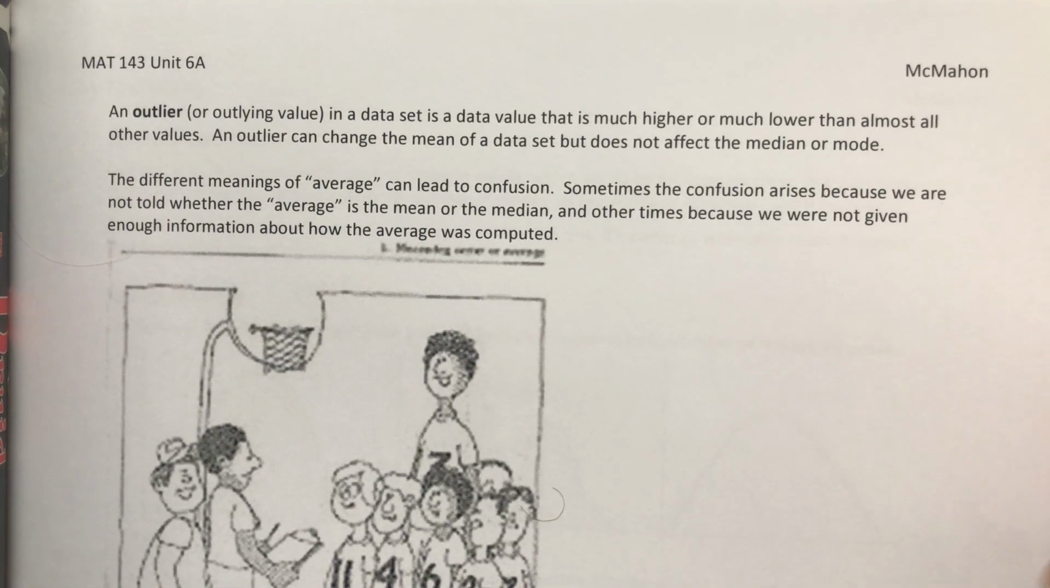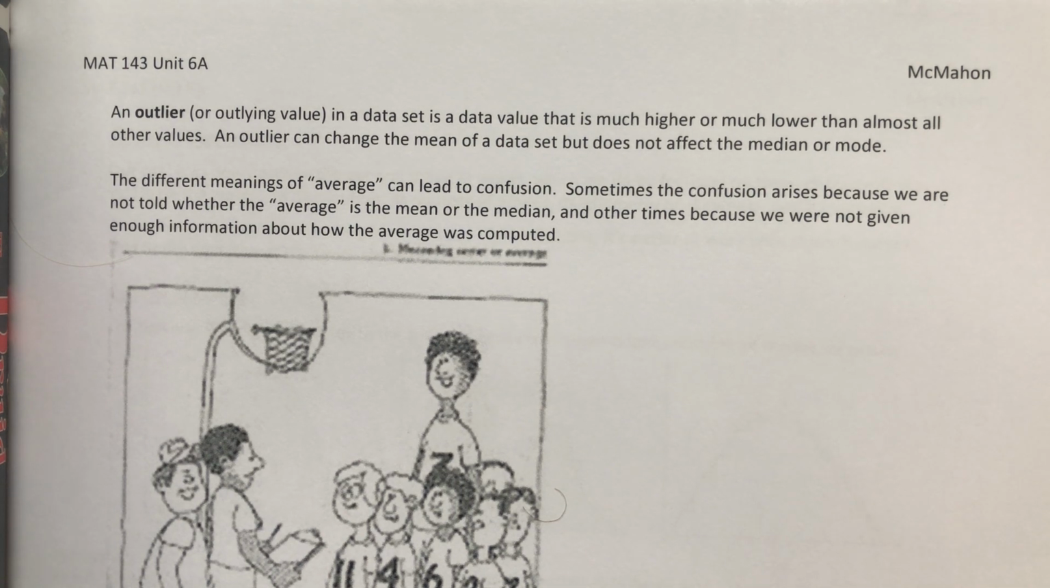All right, one thing that we want to keep an eye on is an outlier. An outlier is a data value that is either much higher or much lower than the other values. So an outlier will change the mean, but will not affect the median very much and has no influence on the mode.